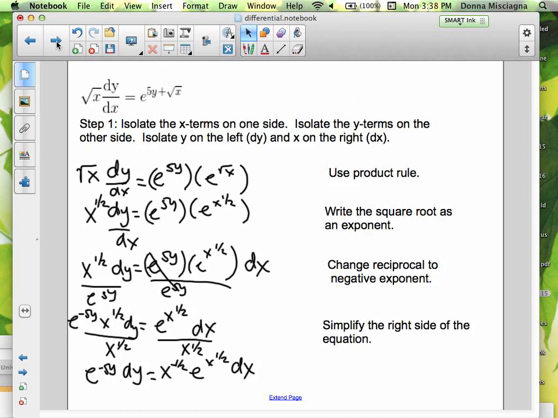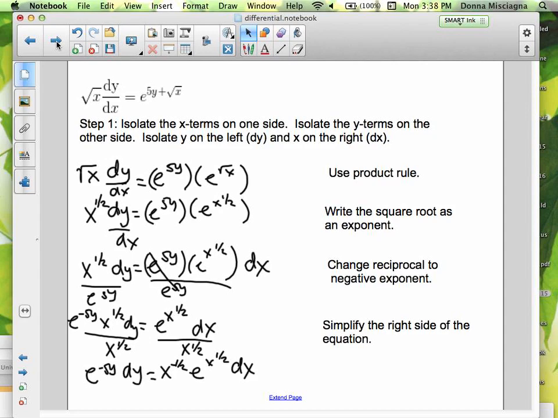So here we have another one. In this one, we've got variables trapped in e's and stuff. All right, so here we have the square root of x. We'll isolate the x terms on one side, the y terms on the other side. We'll move dy with the y's and dx with the x's.